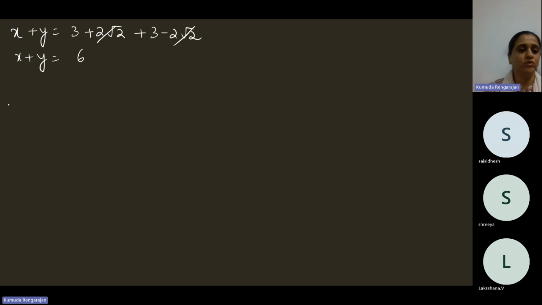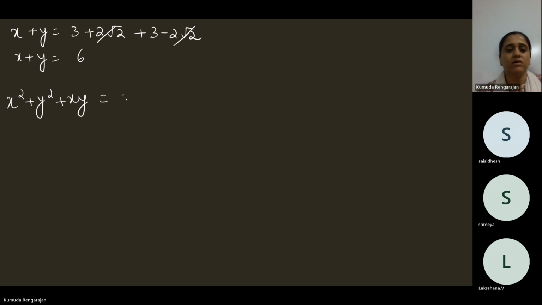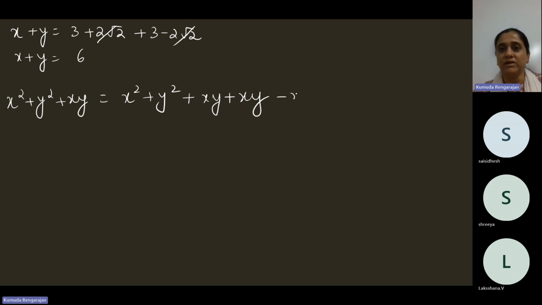Okay, now I was telling you, we have to evaluate x squared plus y squared plus xy. If you had x squared plus y squared plus 2xy, but for 2xy you need another xy. So you want another xy so that you can write it as 2xy. But when you add something, subtract the same thing. So it's like you're adding 0.